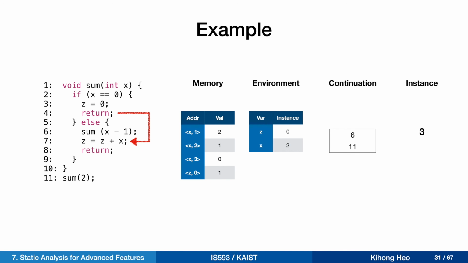But notice that when returning, the old environment is also restored. So here variable x means the second instance of x. It will use number 1, the value of x. And again, another return will take place and the value for c will be updated. And finally, it exits from the oldest function call. Based on the element in the continuation, it returns to the next label of number 11.